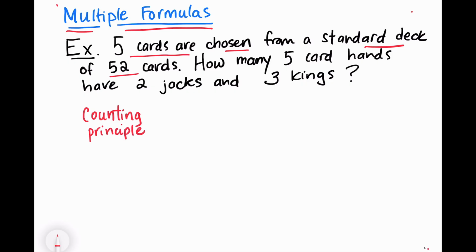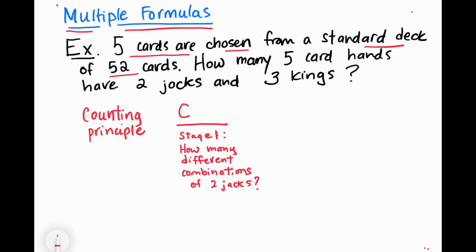So we want to know how many different hands of 5 cards have 2 jacks and 3 kings. How many different ways can I get 2 jacks? Like how many different combinations of 2 jacks are there? We know that there's 4 jacks in the deck of cards, and we want to pick 2 of those jacks. And that's going to give us the total number of possible combinations of 2 jacks.